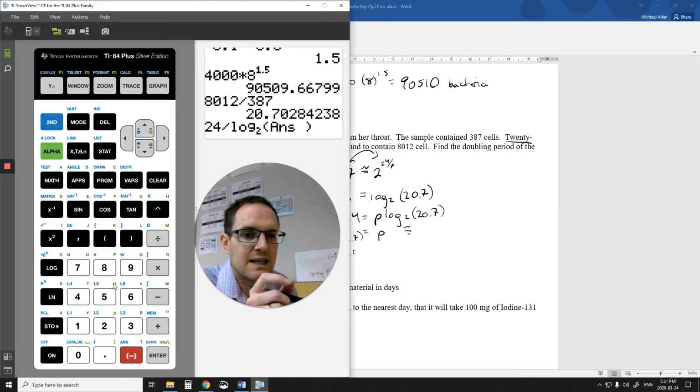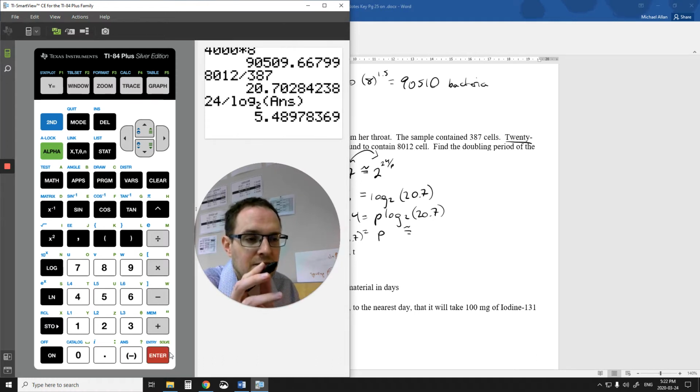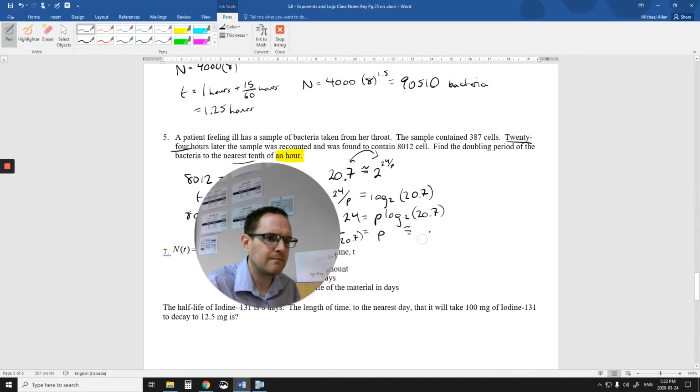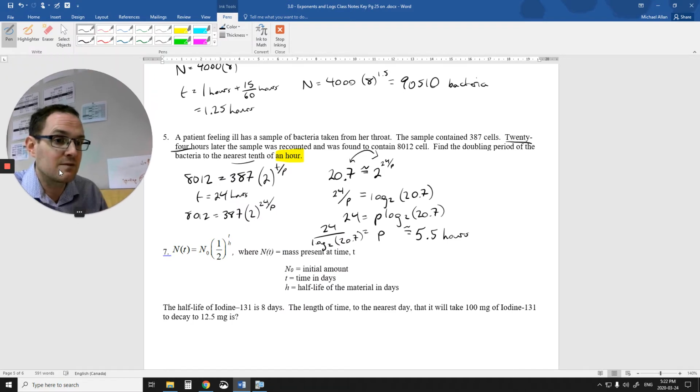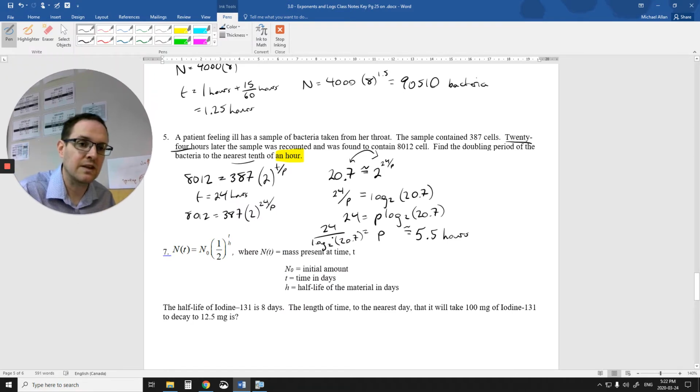So that's a second minus, which pulls the previous answer up. You can also go up and select it. Hit enter. 5.4, well, nearest tenth, so 5.5. 5.5, and this is in hours. So my doubling period is every 5.5 hours, I'm doubling. Okay.